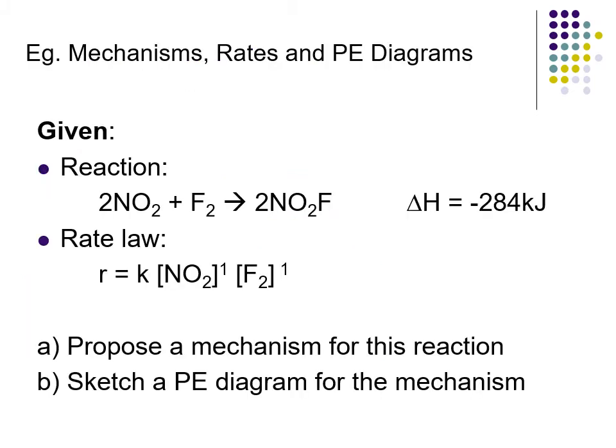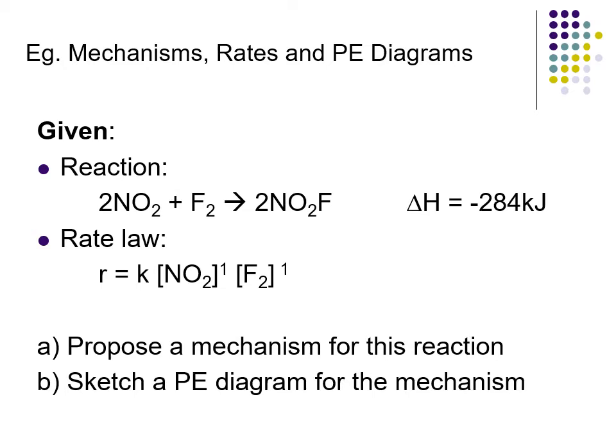Let's try it out. So this question is going to involve mechanisms, that's what we're looking at here, rates, and then we'll draw it on a potential energy diagram as well. So we've seen this reaction here. Two nitrogen dioxide molecules reacting with a fluorine molecule form two NO2Fs. The delta H for this happens to be negative 284 kilojoules, so it's an exothermic reaction.